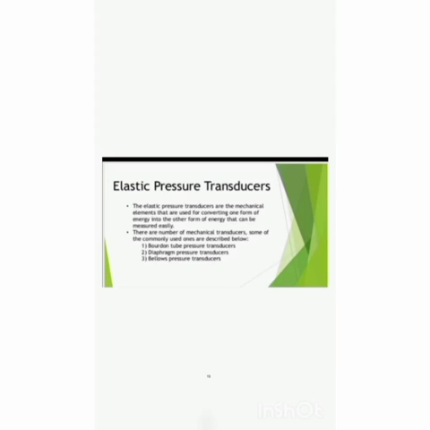Elastic pressure transducers. The elastic pressure transducers are mechanical elements that are used for converting one form of energy into another form of energy that can be measured easily. There are a number of mechanical transducers. Some of the commonly used ones are described below: Bourdon tube pressure transducer, diaphragm pressure transducer, bellows pressure transducer.